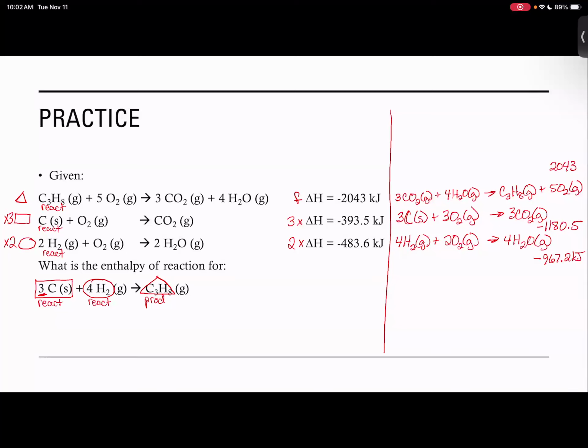Now we combine the reactions and we should get our target equation. If you combine the reactions and you don't get your target equation, you know you've done something wrong. So this is a check to make sure you've done it correct. So I'm going with everything on the left-hand side. I have 3 CO2 gas. I have 4 water gas.